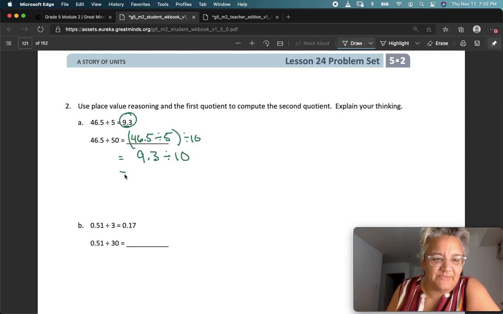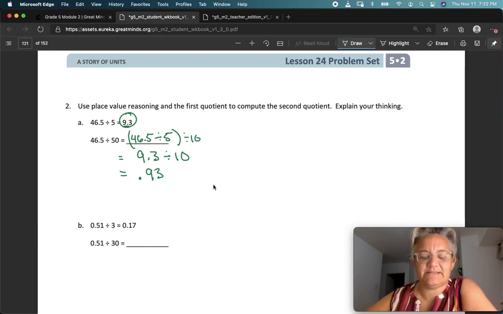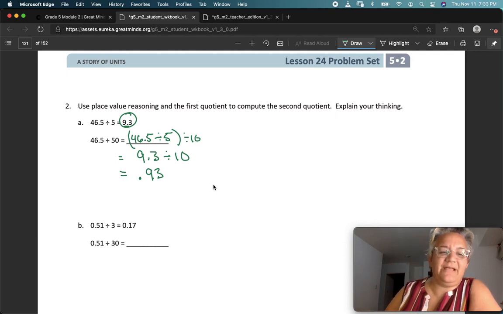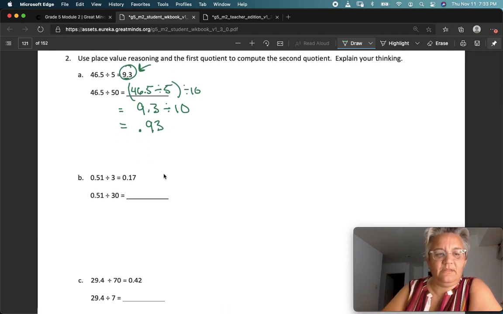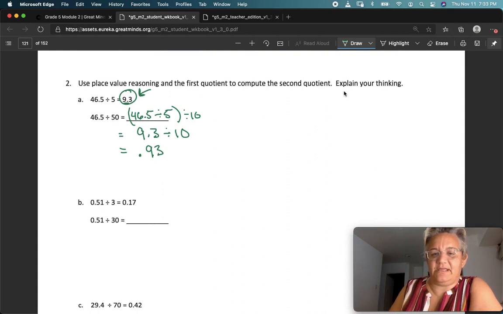Then I'm going to put the equal sign below that. That 10 is going to move the decimal over 1. So now I know that my answer is 93 hundredths. Place value reasoning. Okay. I don't have to do the long division here because that's already been done. I just need to add another 0 there, and that means moving the decimal point over. And you should explain your thinking in words. I'll let you guys do that.